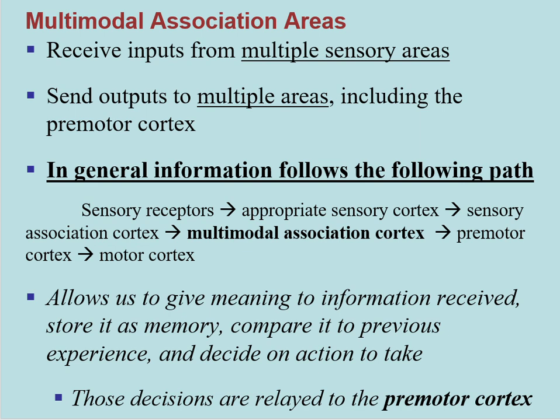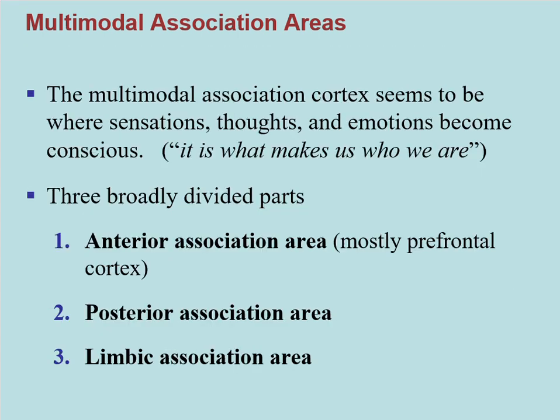So this allows us to give meaning to information received, to store it as a memory, to compare it to previous experiences, and decide on an action to take. We're not just functioning on raw data, basic information. We are able to put information together and create a full view of how to respond. That type of decision making is related to the premotor cortex, but decision making that is multifunctional and multifaceted is possible because of the multimodal association cortices.